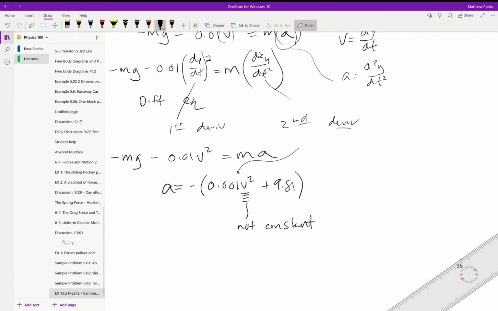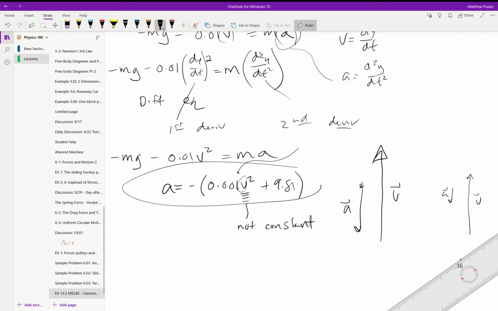So what this is saying is that the acceleration is changing every instant, or in this case, every incremental velocity. As the velocity goes up, the acceleration changes, and it changes as a function of v squared. So it's pretty drastic. If it's going really fast, you're going to get a big acceleration back in the opposite direction. If it's not going very fast, you'll get a much smaller acceleration in the opposite direction.